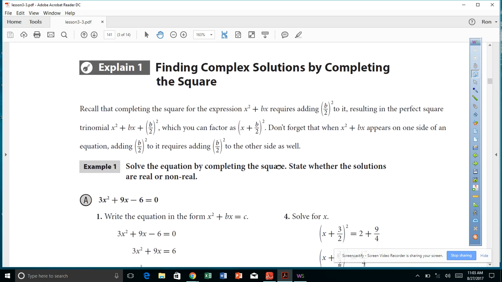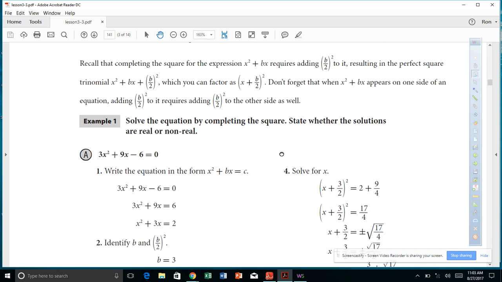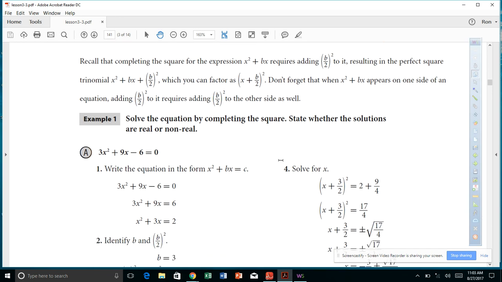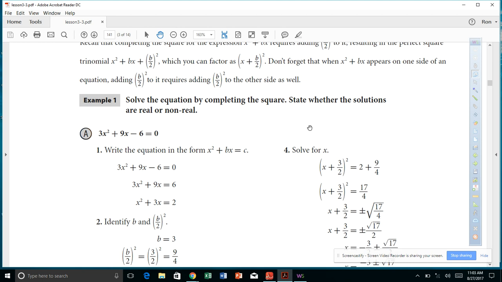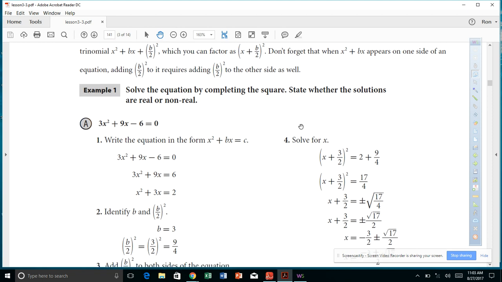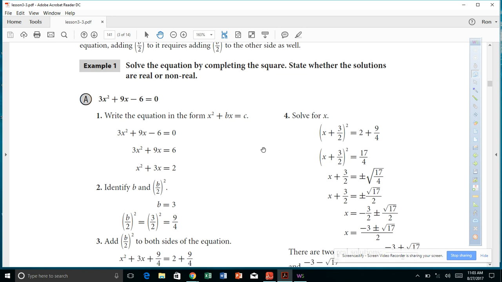Finding complex solutions by completing the square. Recall that completing the square for the expression x squared plus bx requires adding (b over 2) squared to it, resulting in the perfect square trinomial x squared plus bx plus (b over 2) squared, which you can factor as (x plus b over 2) squared. Don't forget that when x squared plus bx appears on one side of an equation, adding (b over 2) squared to it requires adding (b over 2) squared to the other side as well.